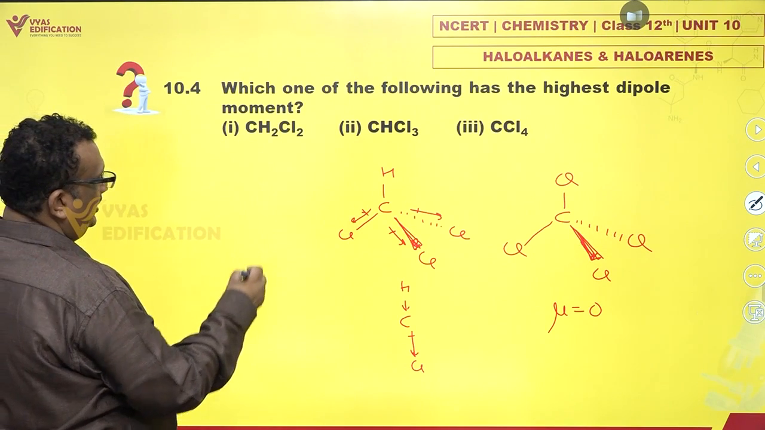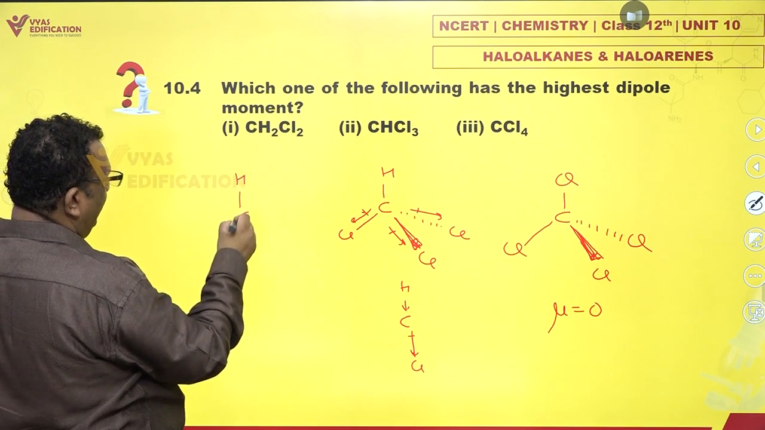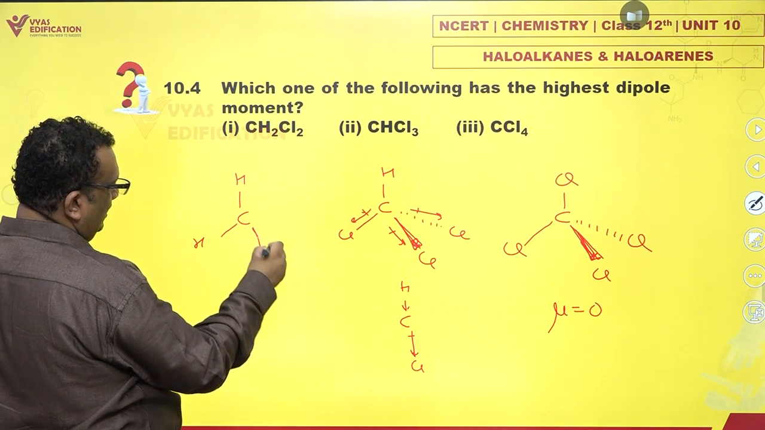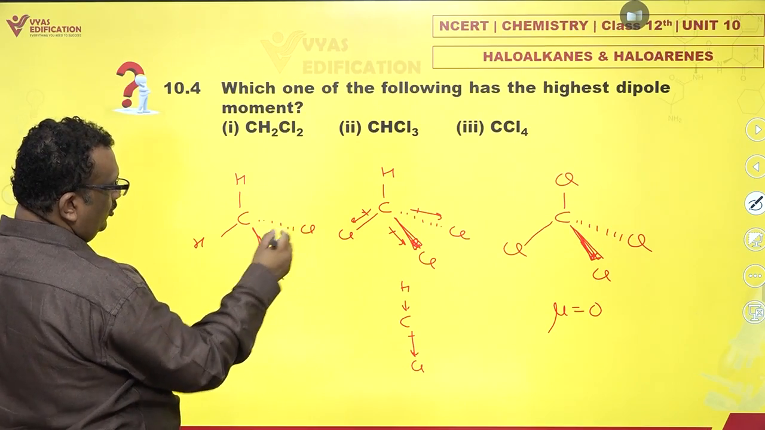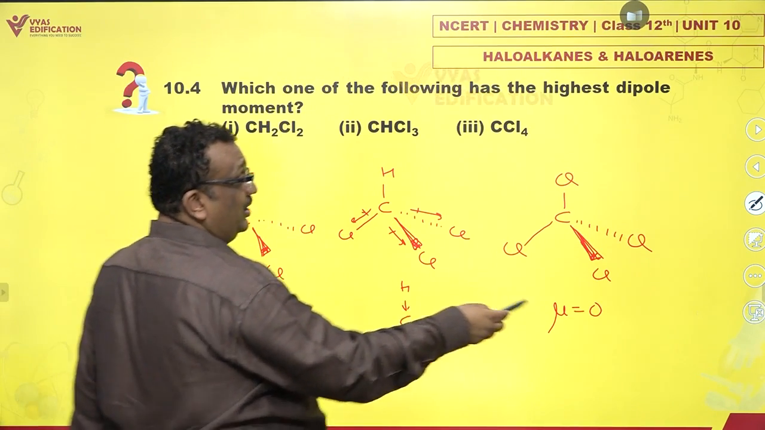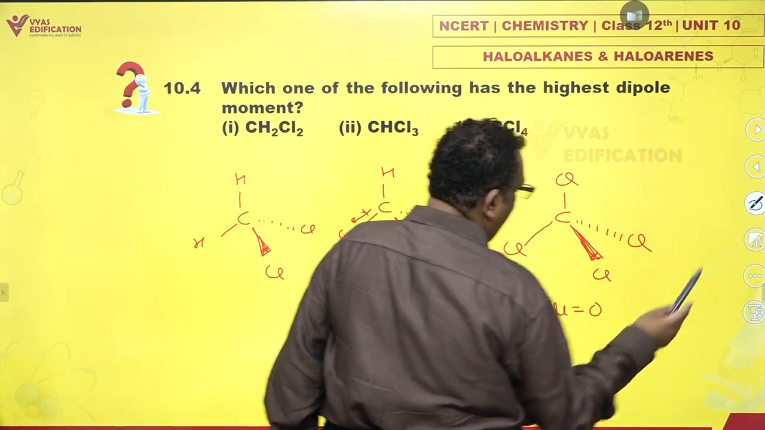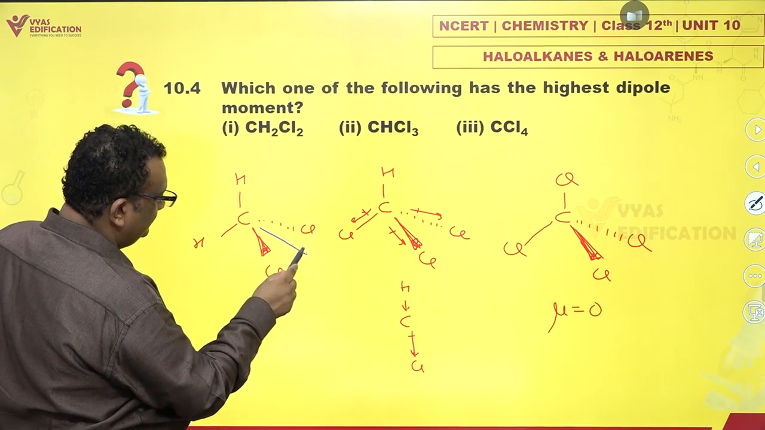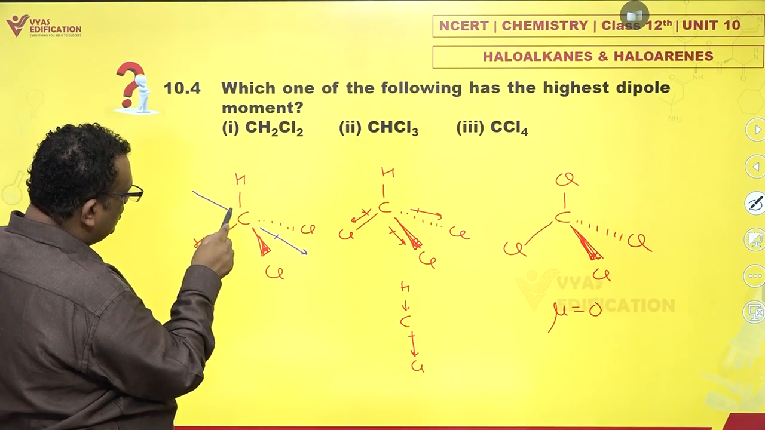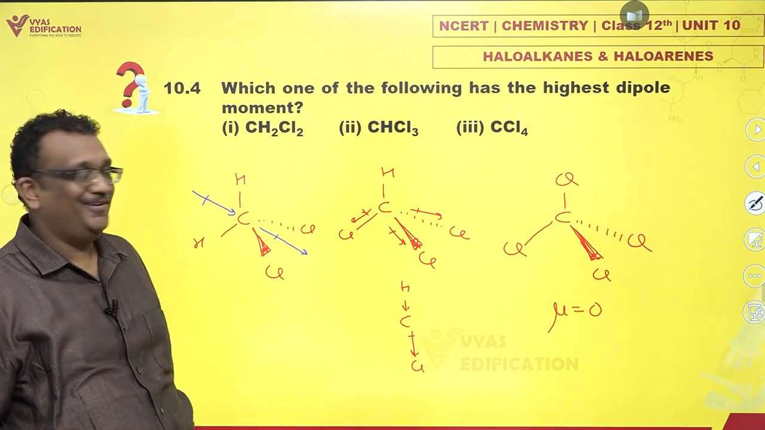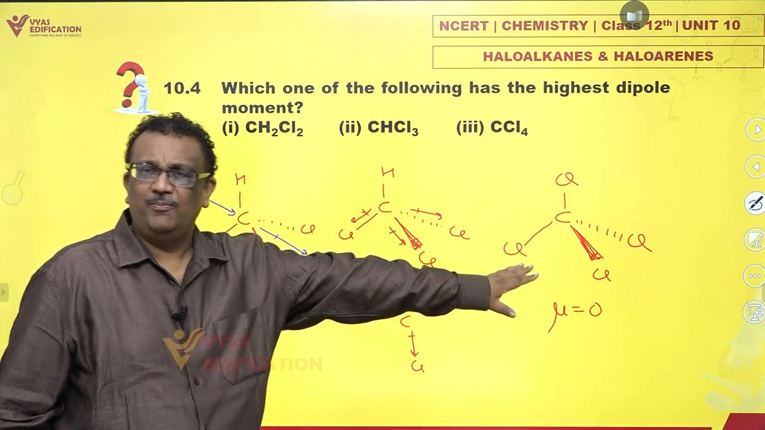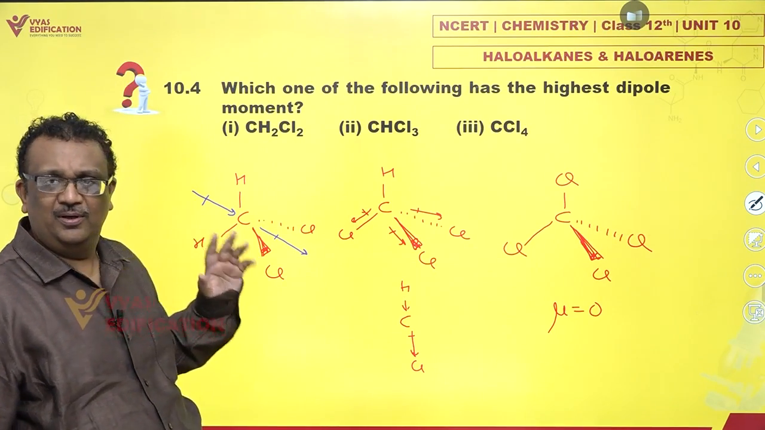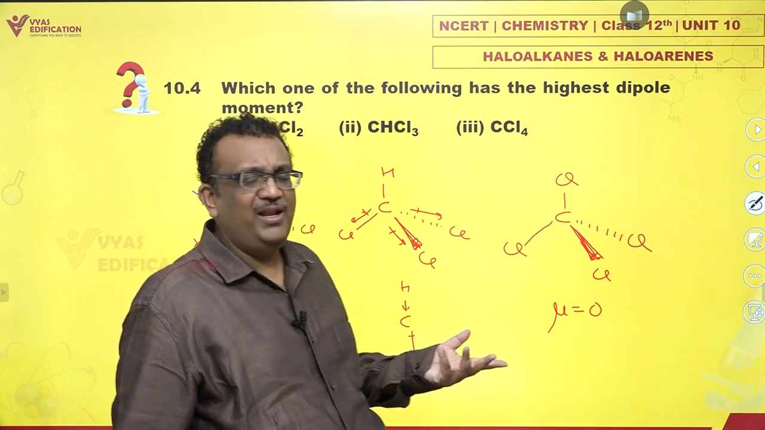What about this one? I have C, H2, and I have Cl2. These two chlorines, right, they would again vectorially add up in this direction. And these hydrogens also would add up in this direction. So honestly, this is very clear. You get mu 0, this one and this one. It could have been just anything.